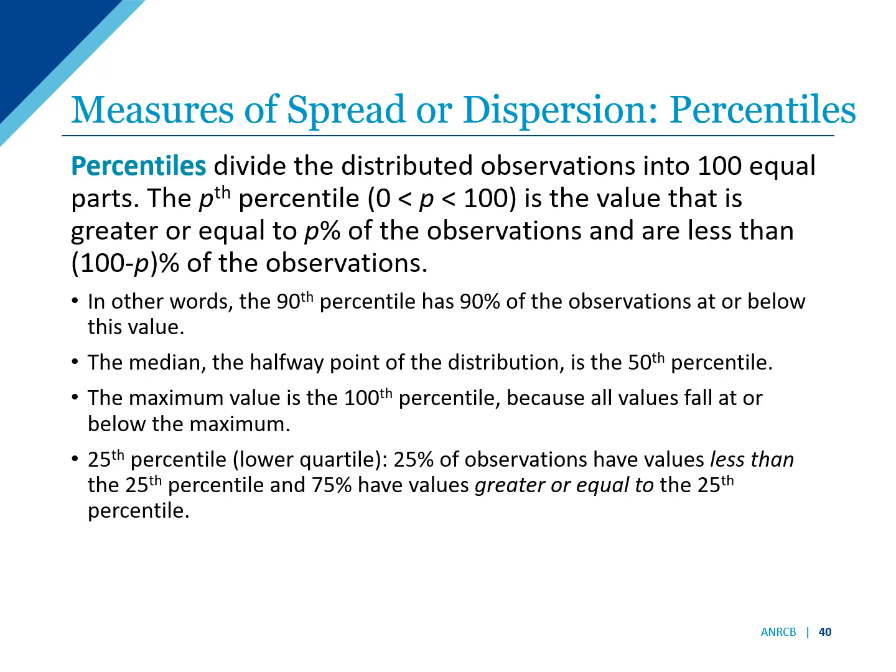Percentiles divide the observations into 100 equal parts. The pth percentile is the value that is greater than or equal to p% of the observations and less than 100 minus p% of the observations. In other words, the 90th percentile has 90% of the observations at or below this value. The median is the 50th percentile, the maximum is the 100th percentile, and we refer to the 25th percentile as the lower quartile, with 25% of observations with values less than the 25th percentile value.